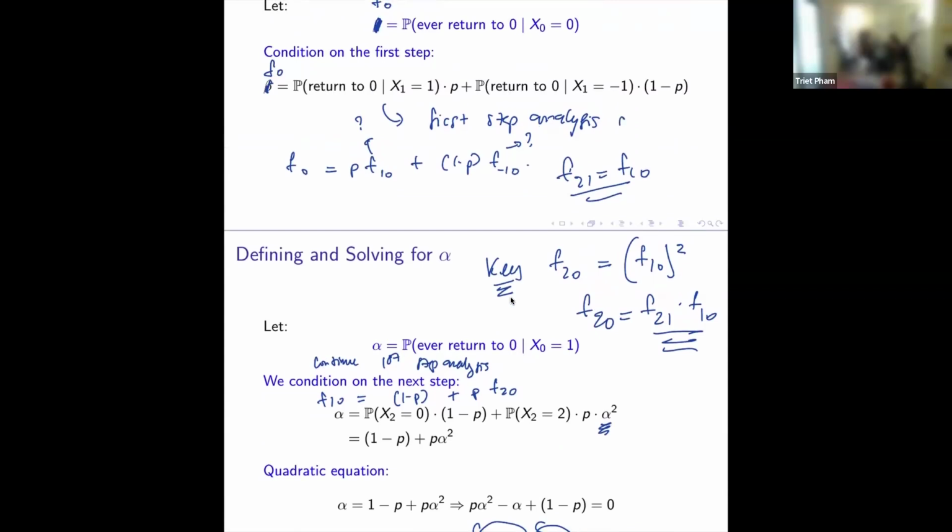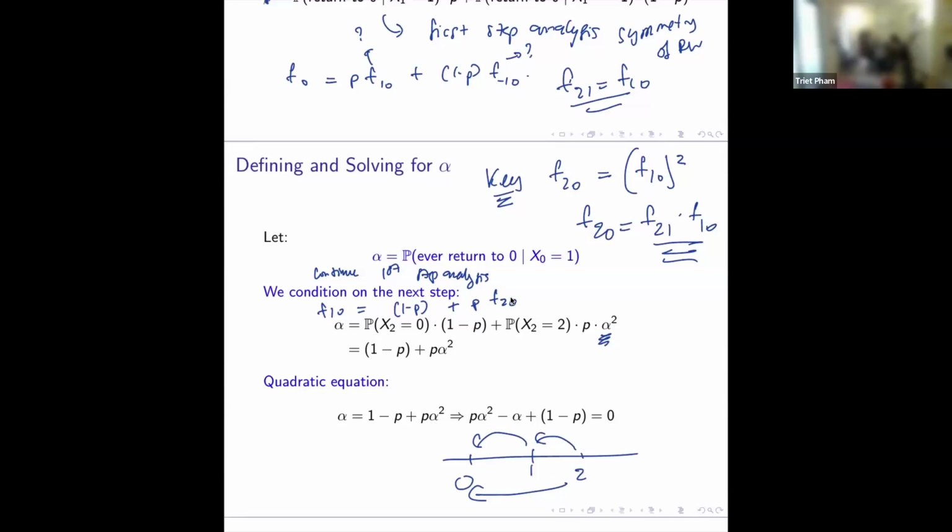Because of the symmetry of the random walk. Meaning that 2 to 1 behaves exactly like 1 to 0. We're not saying 2 looks like 0, or 2 looks like 1 and 1 looks like 0, but 2 to 1 looks exactly like 1 to 0. Any question about this? And so what we end up having is a quadratic equation for F10, that we can solve for in terms of P.